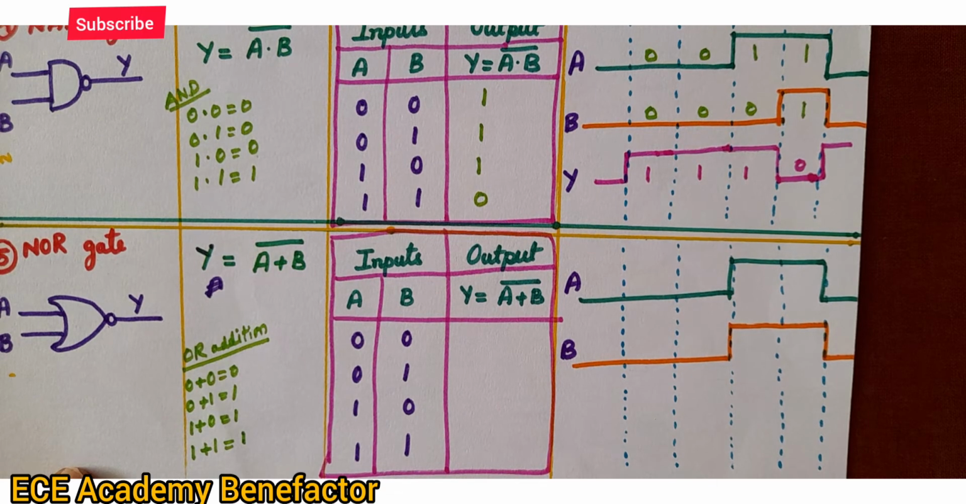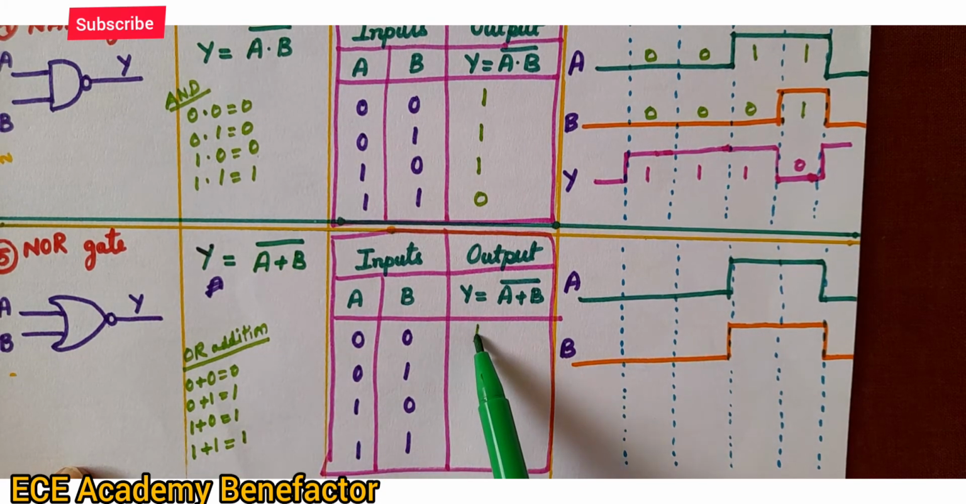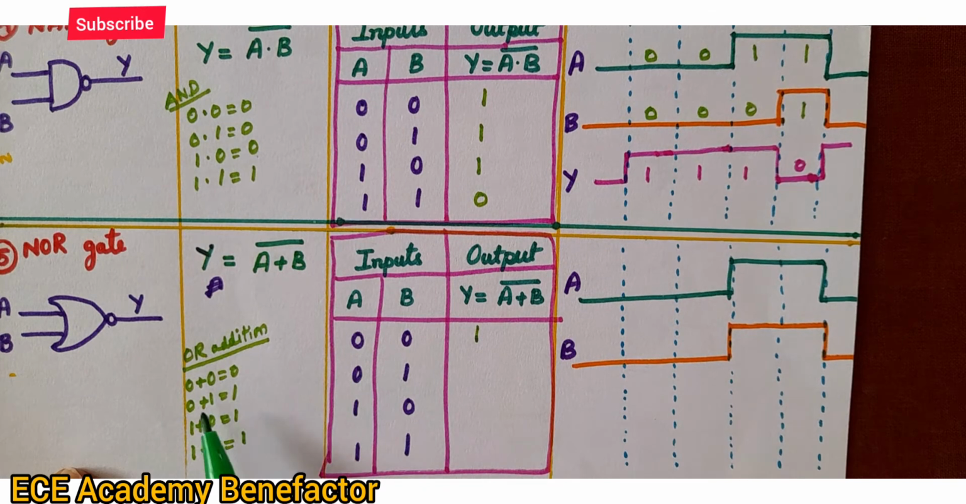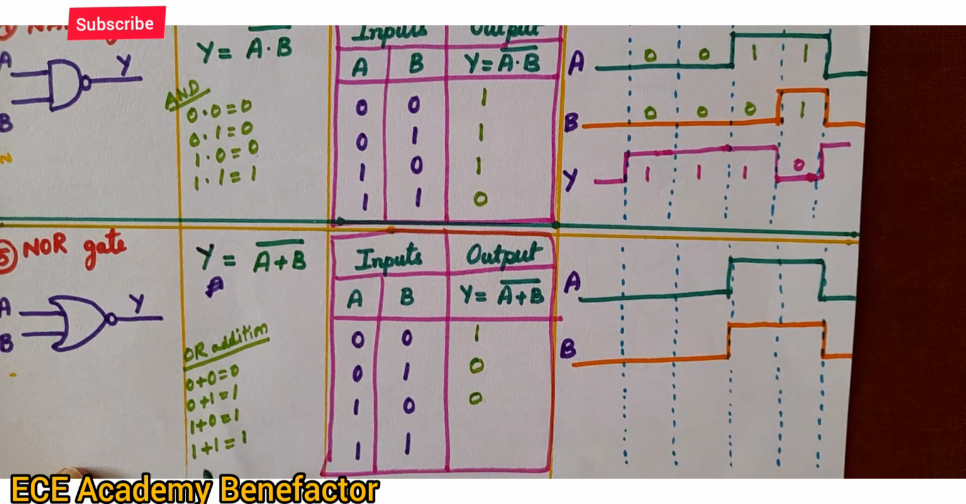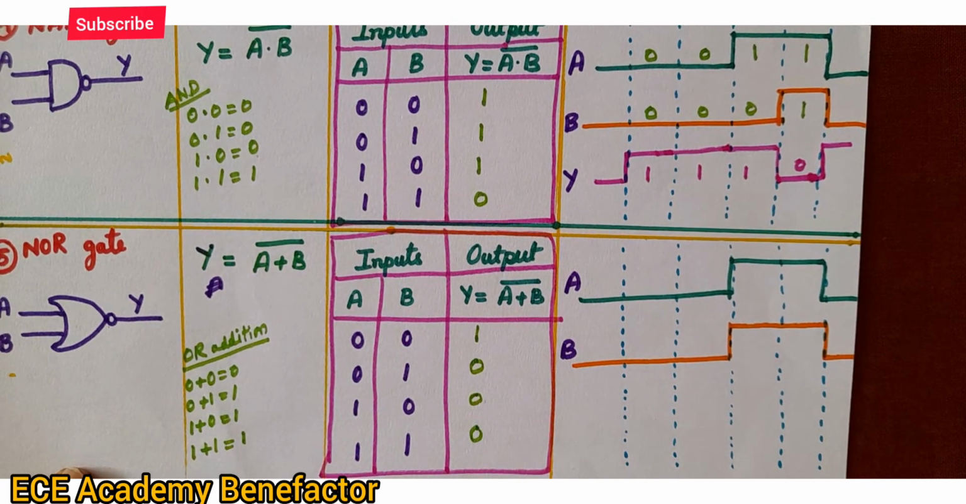So what will be the NOR gate? It's a complement of the OR gate. 0 plus 0 in the OR gate we got 0, so it will become 1 here. 0 plus 1 is 1, so here we will get 0. 1 plus 0 is 1, so we will get output 0. 1 plus 1 is 1, the output will become 0. This is the truth table of a NOR gate.